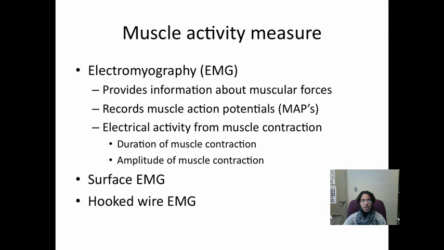So each of these has its own advantages and disadvantages, but people have used this, are using it, and will continue to use it because it provides information about muscle contraction. Okay, so if I ask you for a measure that helps us understand muscle contraction, you have to say EMG, or electromyography. There are two kinds of electrodes, the surface EMG and the hooked wire EMG.